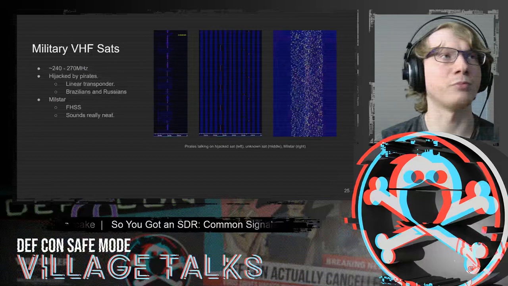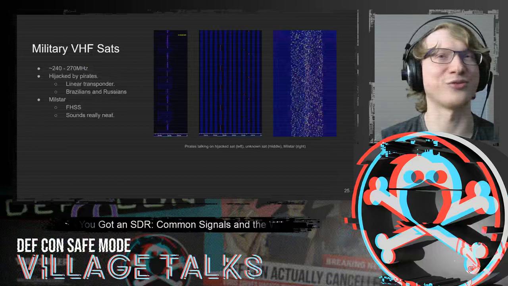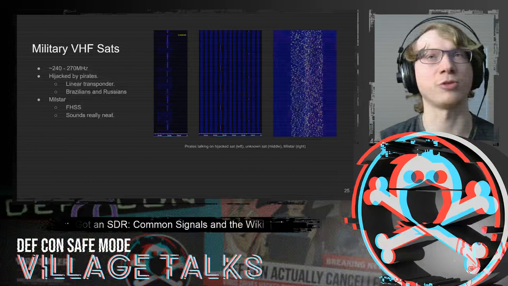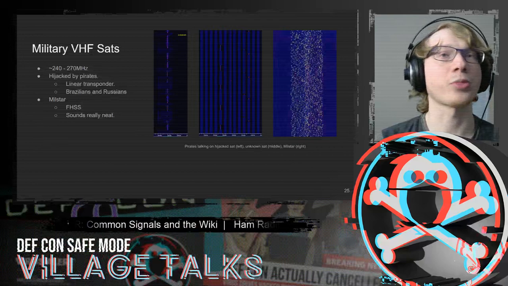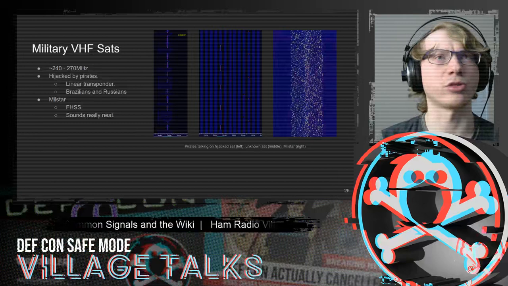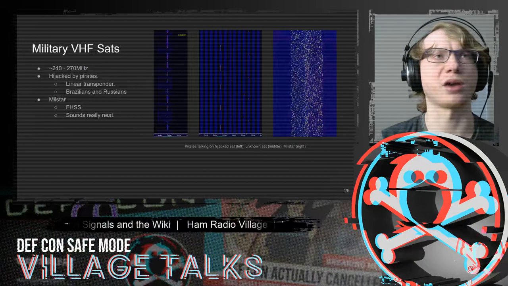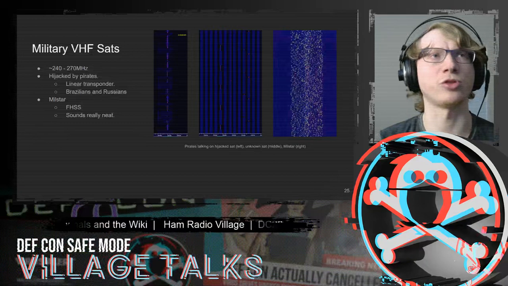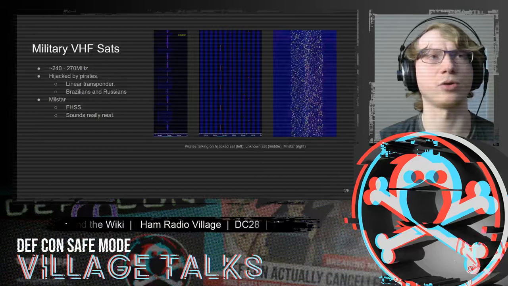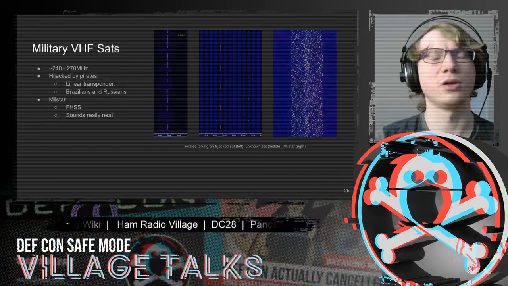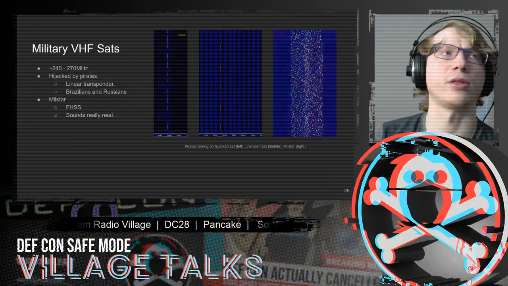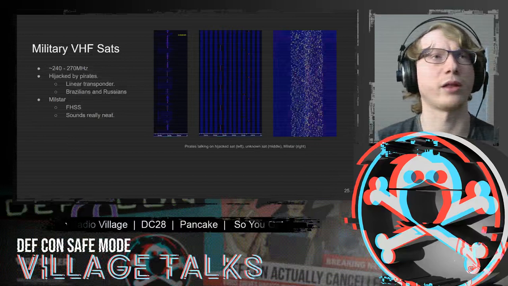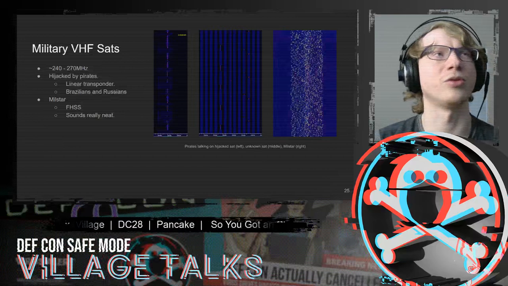But there's also MilStar, which uses an FHSS, frequency hopping spread spectrum, signal, which is the image on the right. It sounds really dang neat. That middle image is another satellite, which I don't know what exactly it is, but the left image, if you find at 260 megahertz, just like a solid rectangle, that's probably one of those satellites that has been used.